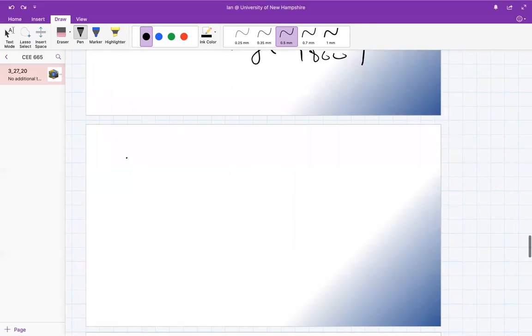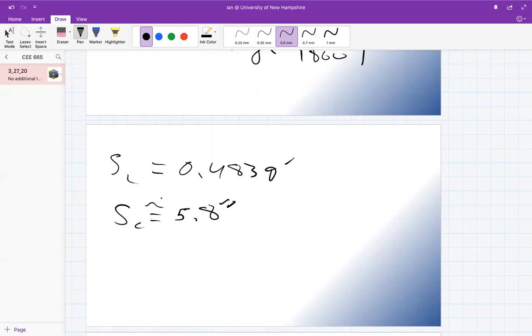So when we do this math, we are going to find that the total settlement being induced is 0.4839 feet. And unless it's excessive settlement, we like to report settlement in inches. So total settlement is going to be roughly 5.8 inches. And this will be our final answer.